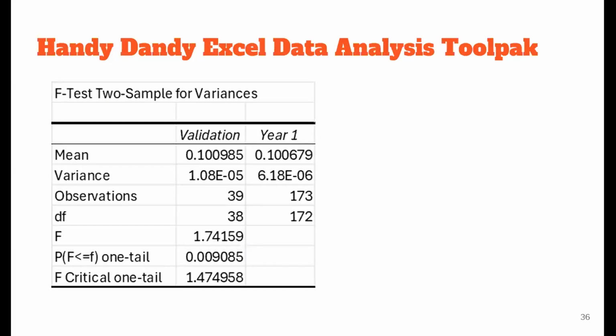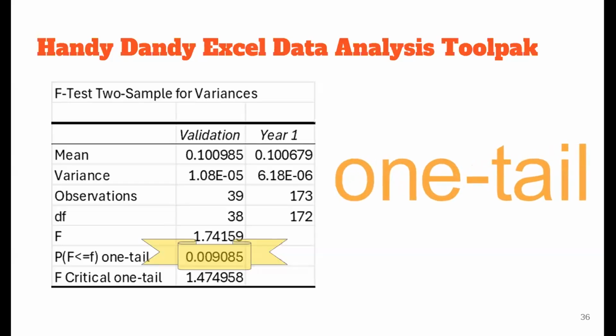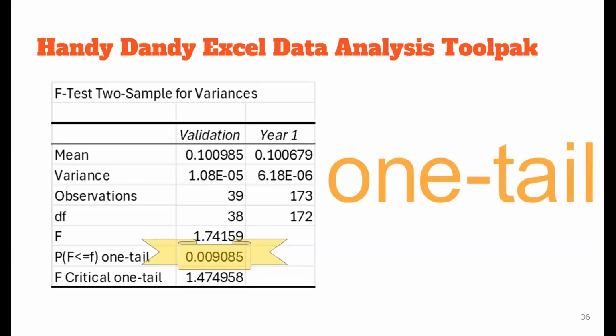You have the validation and the year 1 data that I selected shown up here with those means that we saw earlier. What's displayed here are the variances rather than the standard deviations, but nonetheless, you get the same idea. The number of observations, the degrees of freedom, and so on and so forth. The value of interest that we want to highlight is this one-tail p-value. If we're comparing a p-value to a critical statistical significance threshold of 0.05, this is the p-value that we're comparing to that. But I want to mention that this is a one-tail p-value.